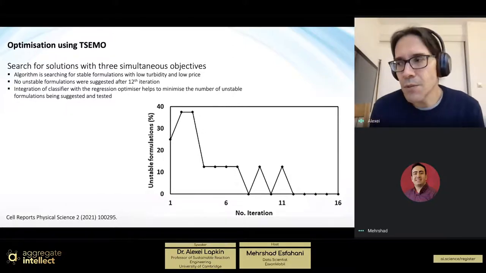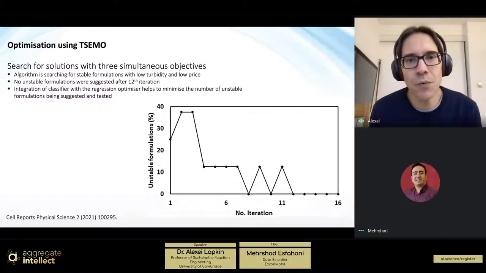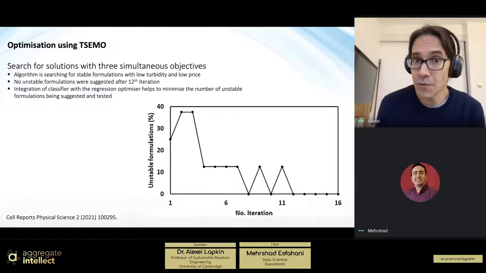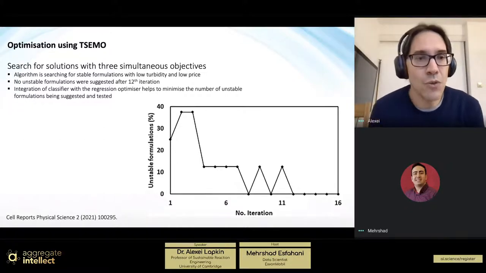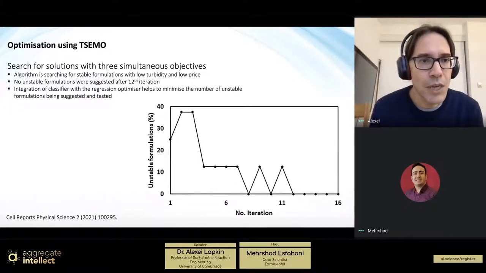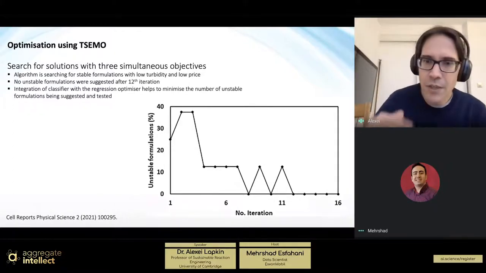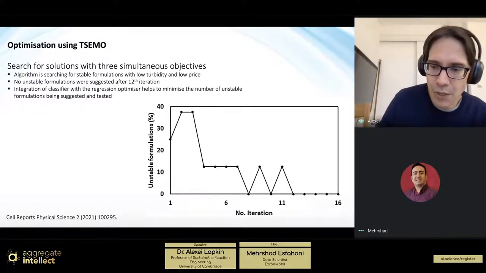So it still passes some through the classifier. It still samples the space where you can have unstable formulations, but it's now looking for three targets: low turbidity, stable formulations, and low price. And so low turbidity is also low viscosity. It corresponds in this case. So the regression algorithm helps in getting to formulations which are stable.